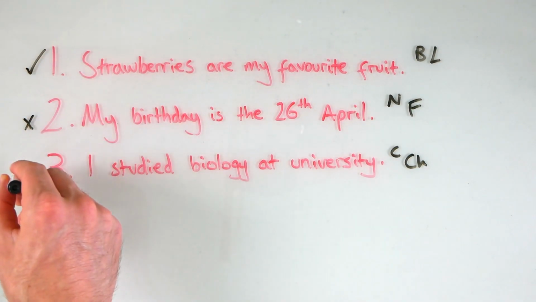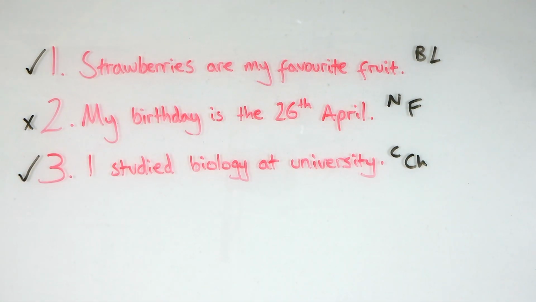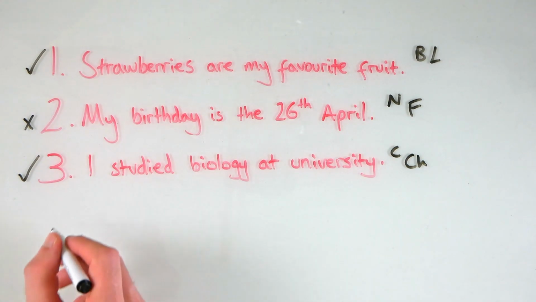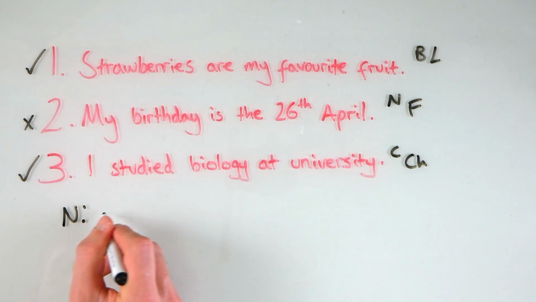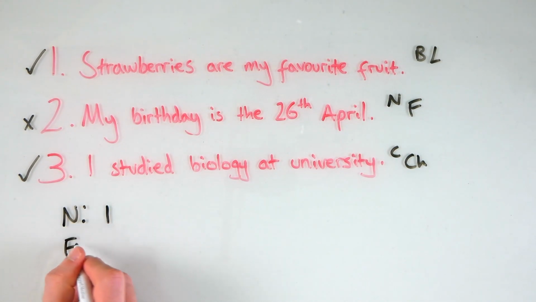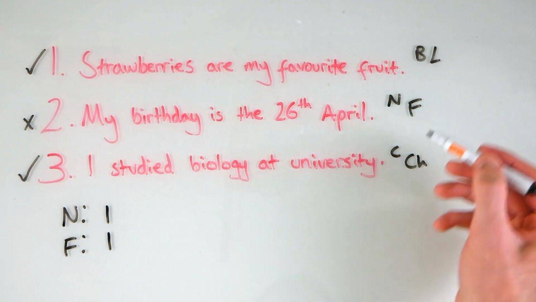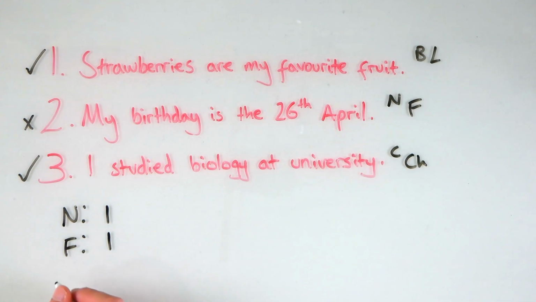My lie is the second one. My birthday is not the 26th of April. Students who voted correctly and found the lie get a point. For every student who guessed one of the other sentences, the sentence writer gets a point. Now do the same thing with the next student and keep going until everyone has voted on every set of sentences. Then add up the points and award a winner.